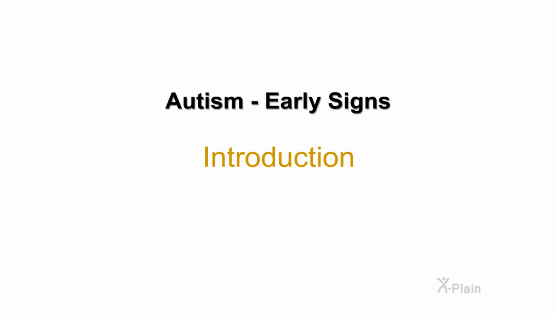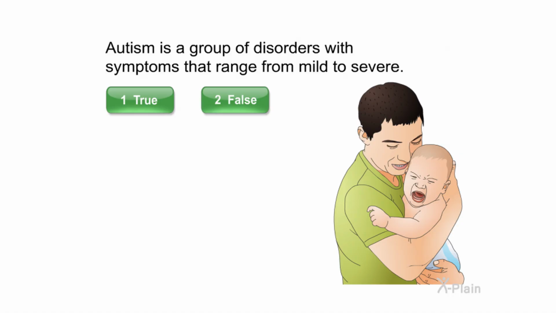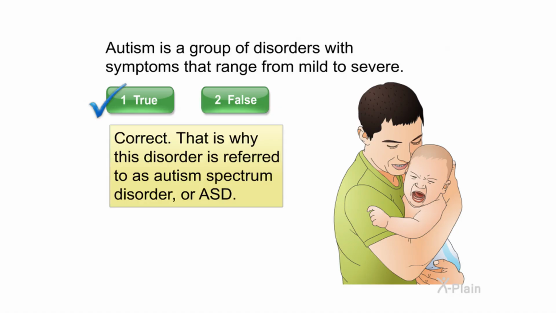Autism. Early signs. Introduction. Autism is a group of disorders with symptoms that range from mild to severe. Select true or false. Correct. That is why this disorder is referred to as autism spectrum disorder, or ASD.